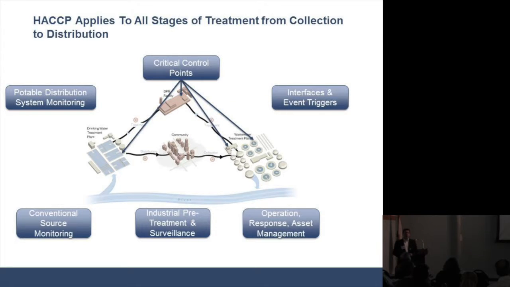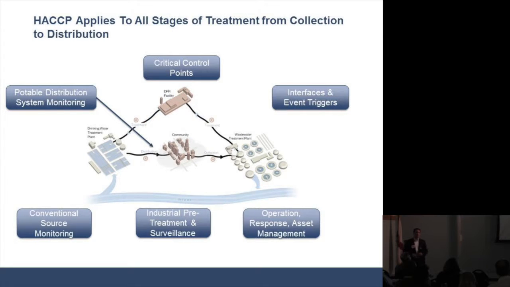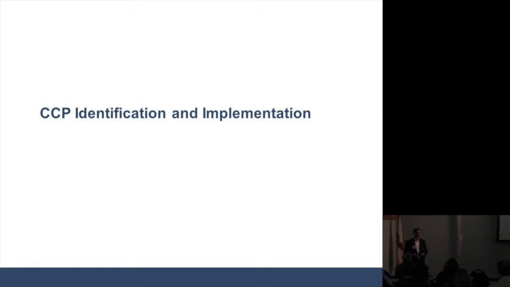Then you have your critical control points themselves. So what can you control at your drinking water plant, your wastewater plant, and at the direct potable reuse facility? And then lastly, you've got to be able to monitor your potable distribution system. You've got to look at lead, copper, THMs, HAAs, other contaminants out there, and make sure you're compliant. So essentially, HACCP applies to everything within that system. It's a web of really identifying and assessing those risks.